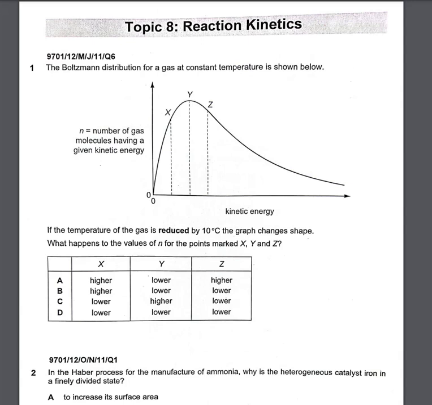So yes. Question number 1 says the Boltzmann distribution for a gas at constant temperature is shown below. If the temperature of the gas is reduced by 10 degrees C, the graph changes shape. What happens to the value of n for the points marked X, Y, and Z? Now, for the number of molecules, what happens to X, Y, and Z?